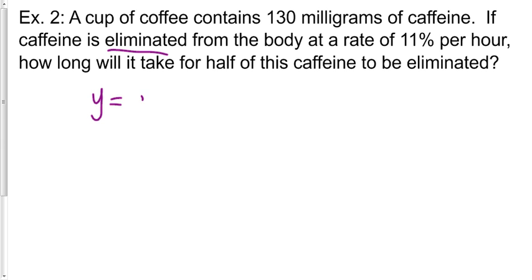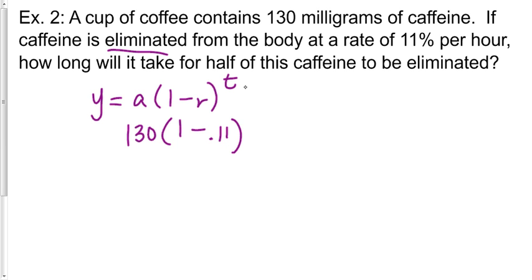Y equals A times 1 minus R to the power of T. And let's fill in what we know. We know that the cup contains 130 milligrams originally, so that's our initial amount, A. Now in parentheses, we have 1 minus the rate, and the rate here is 11%, so that's 0.11. T is what we don't know. The question is, how long will it take? T is what we're trying to figure out.